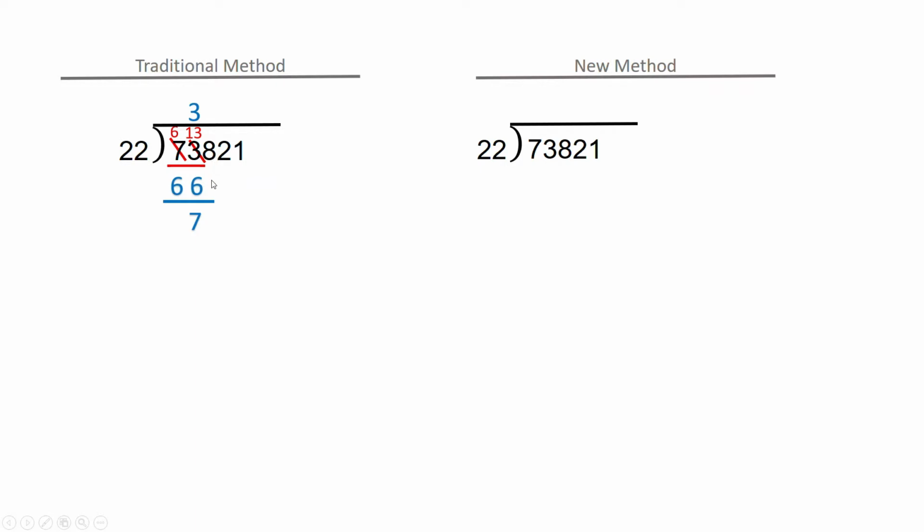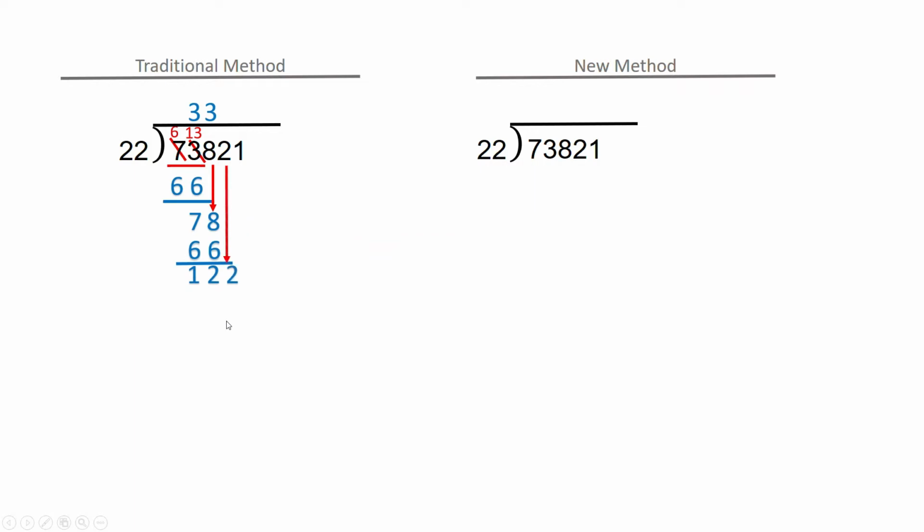So our new dividend is 78. So 78 divided by 22 is equals to 3. And 3 times 22 is equals to 66. Now we subtract 78 to 66. So 78 minus 66 is equals to 12. We bring down another digit, which is 2.